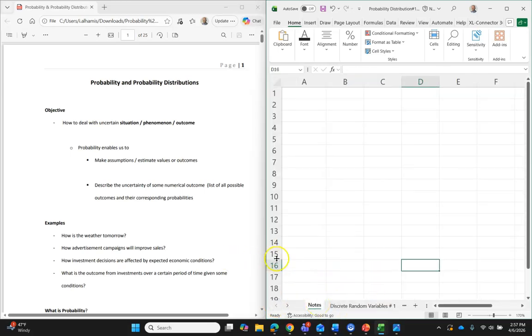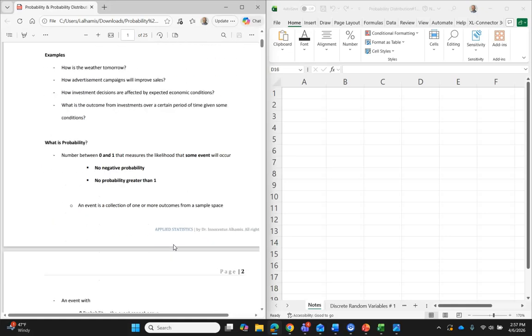And so you can read the notes here. It talks about probability. And in this case, we can see the definition, which is here. It says, what is probability? And we know probability is a chance of an event to occur, meaning that event will occur by chance. Or the other definition, we can say probability is the number between 0 and 1 that measures the likelihood that some event will occur.